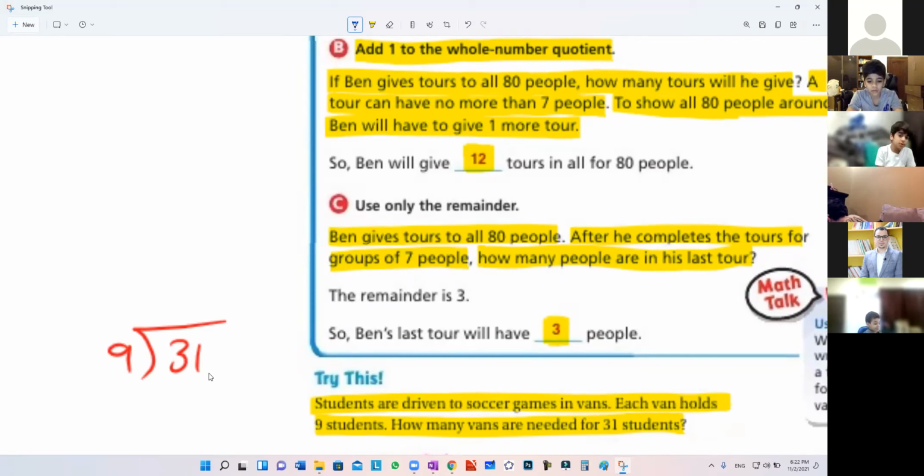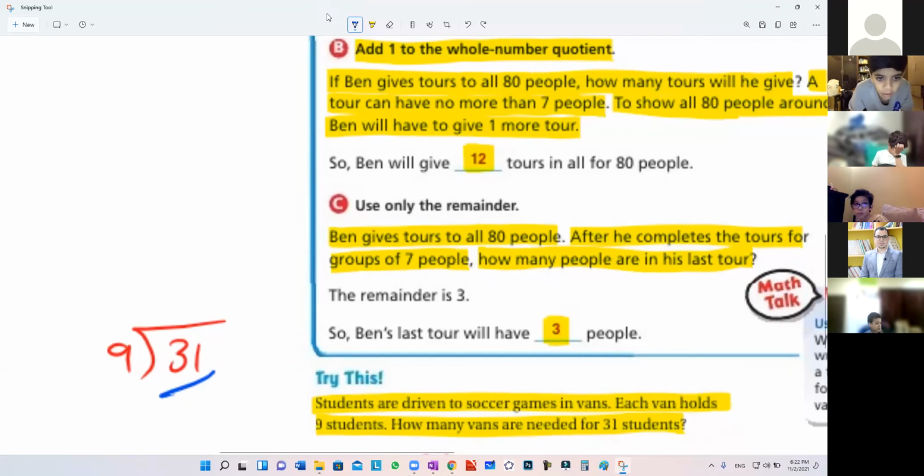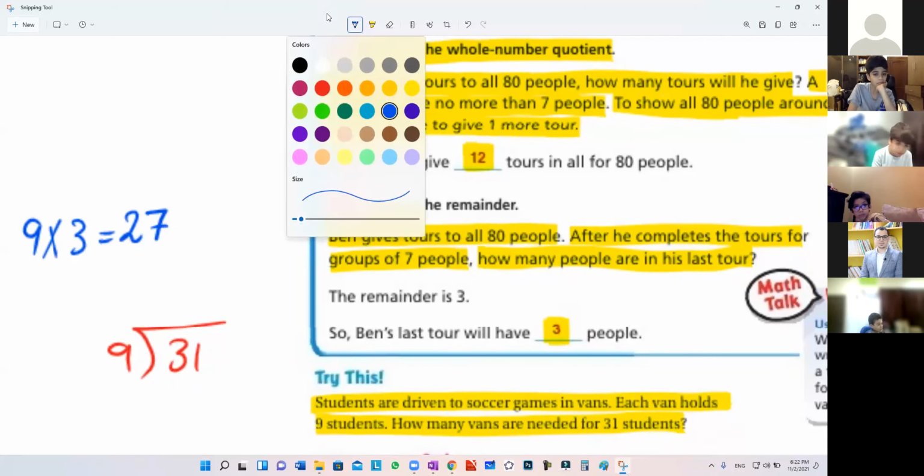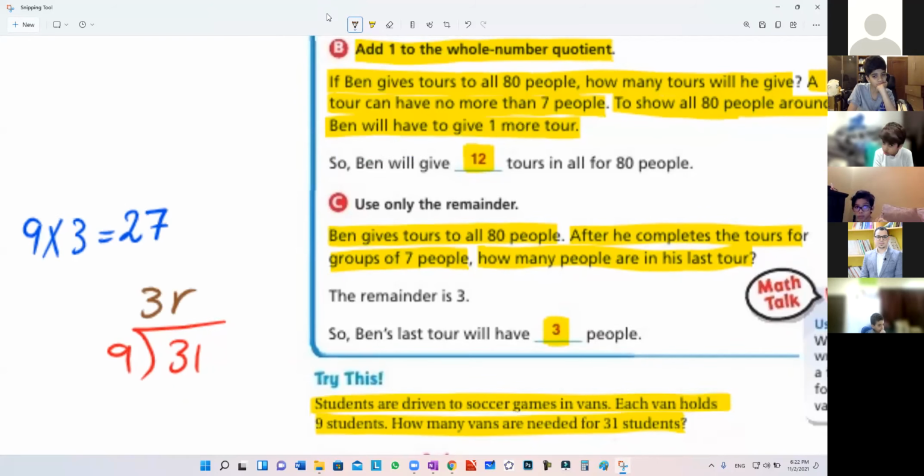Say it again, because your voice is not clear. Or 4? 9 multiplied by 4 equals 36, and 36 is greater than 31, so we can't take it. We can't take a number greater than 31. So we're going to multiply it by 3. 9 multiplied by 3 equals 27. That's the closest number to it. So we're going to write 3 here. And what is the remainder here?